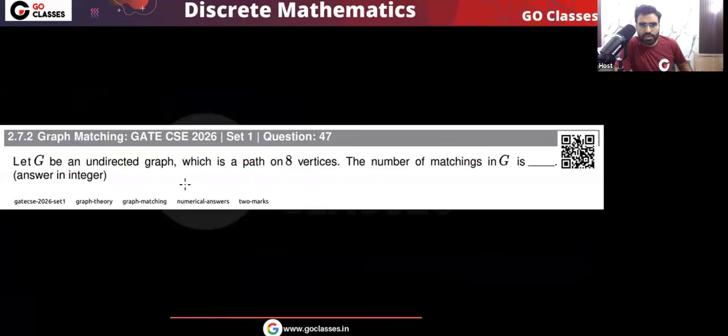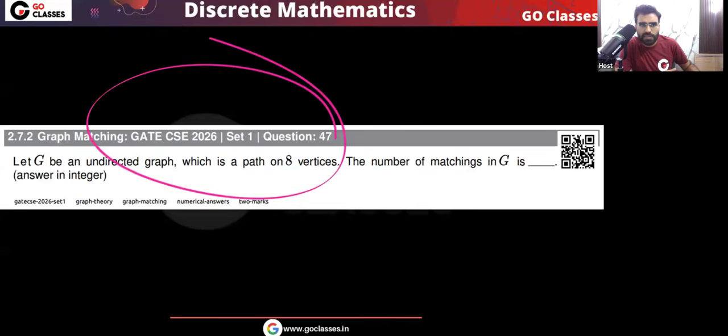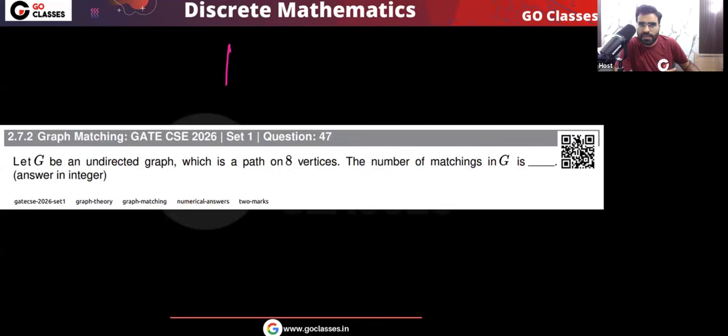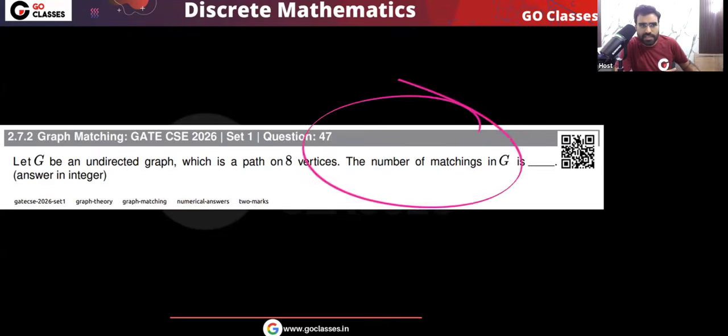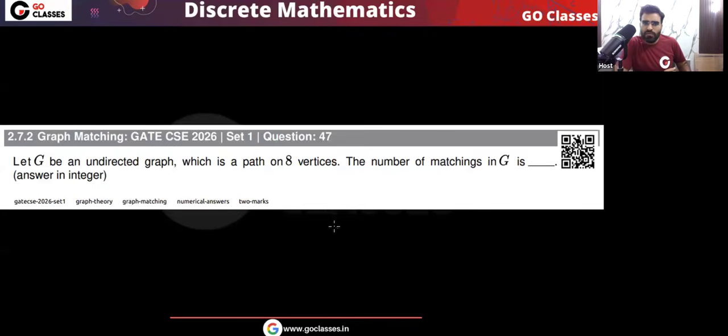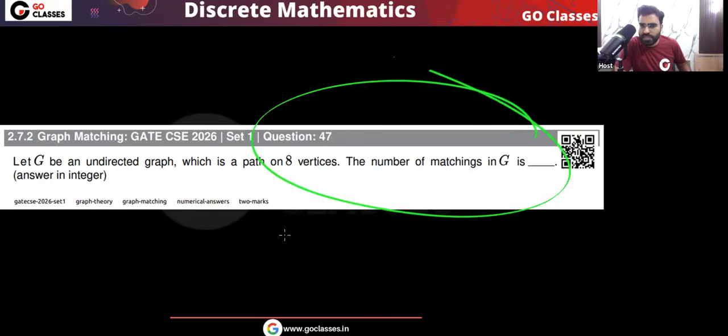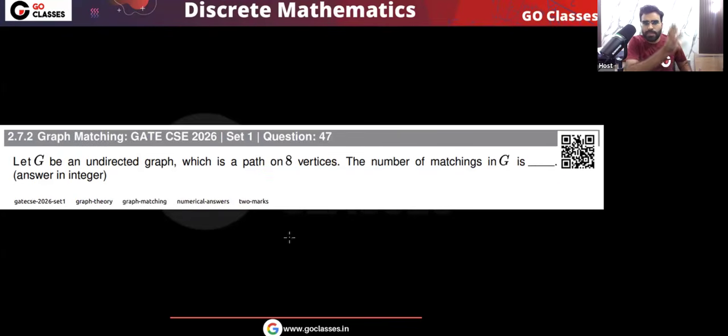Let's start with the GATE 2026 question, the latest question. G is an undirected graph which is a path on 8 vertices. So basically this G is a path graph on 8 vertices, basically P8. The question is asking the number of matchings in G. How many matchings are there? Remember, the question is not asking for maximal matchings. In part 2, we have already solved a question where a path graph was given and they were asking you to find the number of maximal matchings in the path graph.